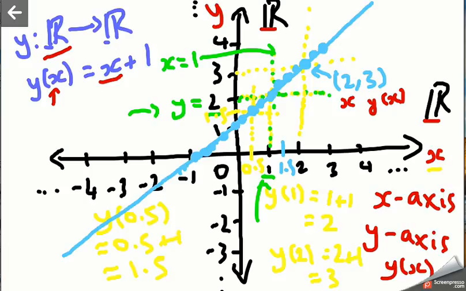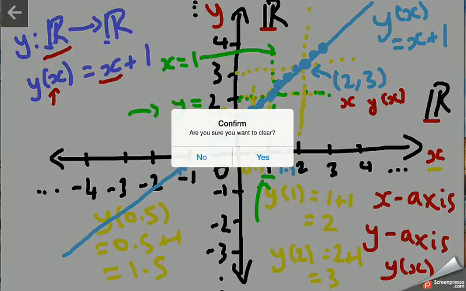And that's our function. This is the line y of x is equal to x plus 1. That's our function right there. Okay, so that's what these drawings mean. I wrote something in the notes. Let's take a quick look at that. So I made an observation here.